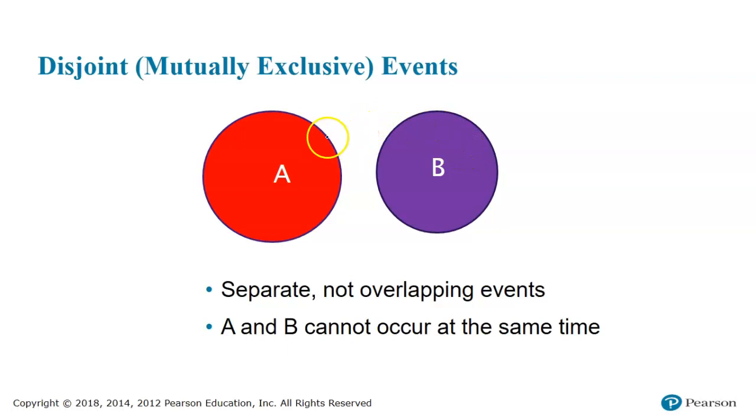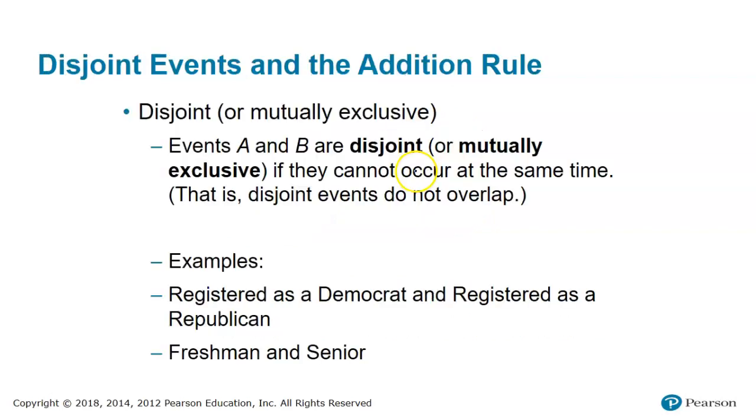Okay, one term that you should be familiar with is disjoint, which in some textbooks will also be referred to as mutually exclusive. That just means that A and B don't overlap. So some occurrences are not going to overlap, and they can't occur at the same time. So I've got a couple examples here. If someone's registered as a Democrat and someone's registered as a Republican, there can't be any overlap of those two, because you're not allowed to be registered both ways at the same time. So those could not overlap. You can't be a freshman and a senior at the same time. So the disjoint events are those where they can't occur at the same time, and so therefore they're not going to be overlapping.